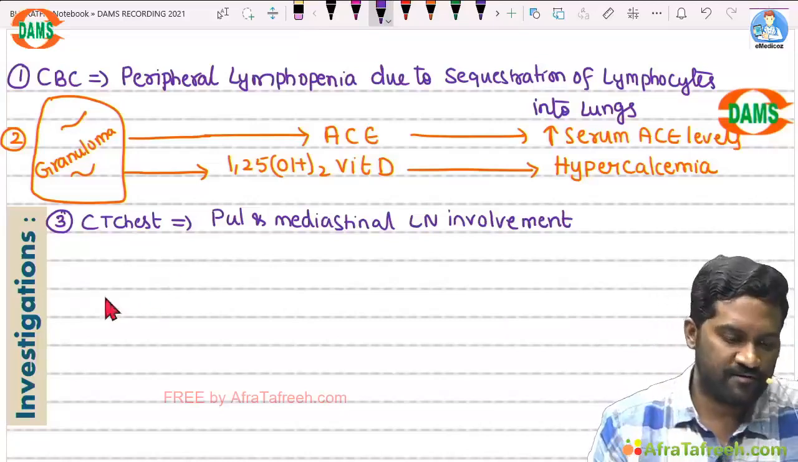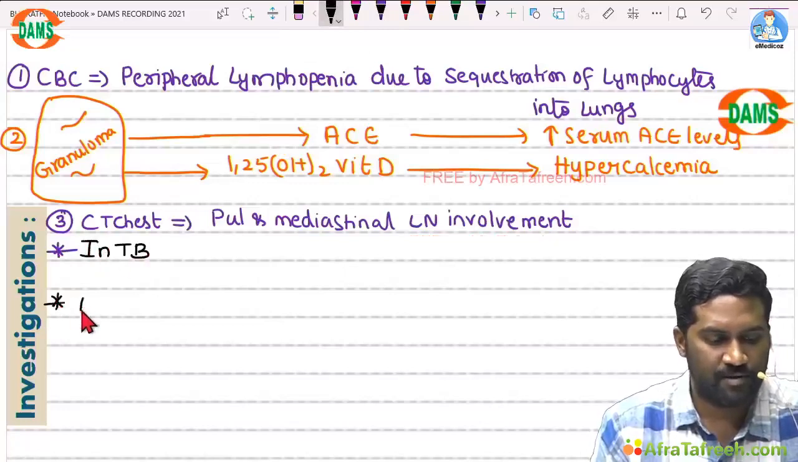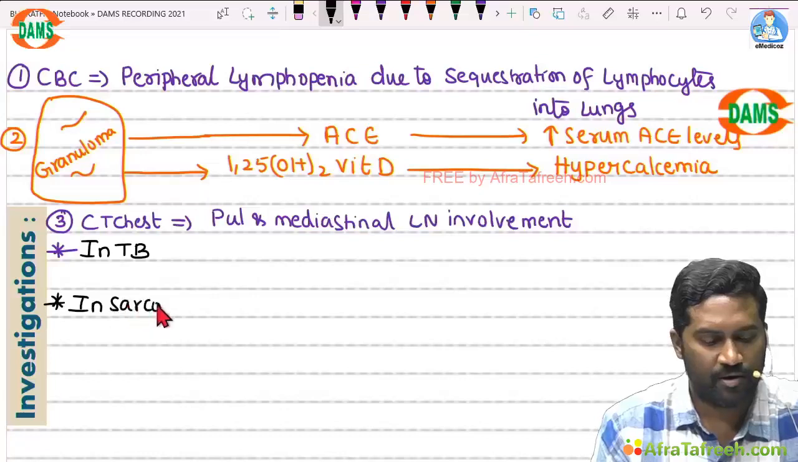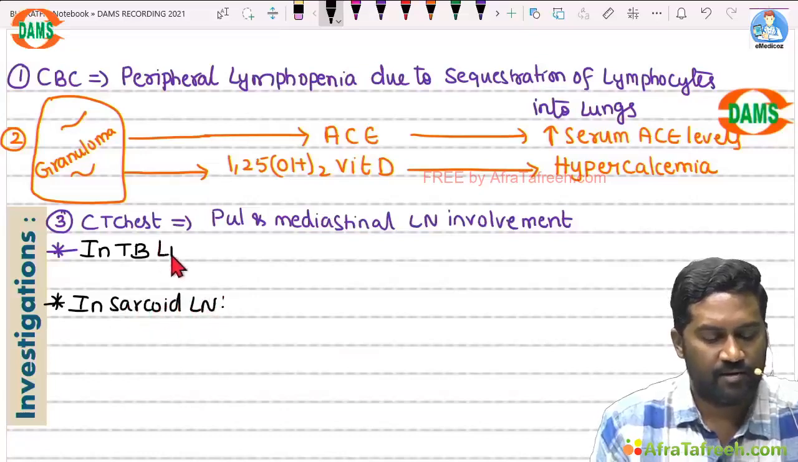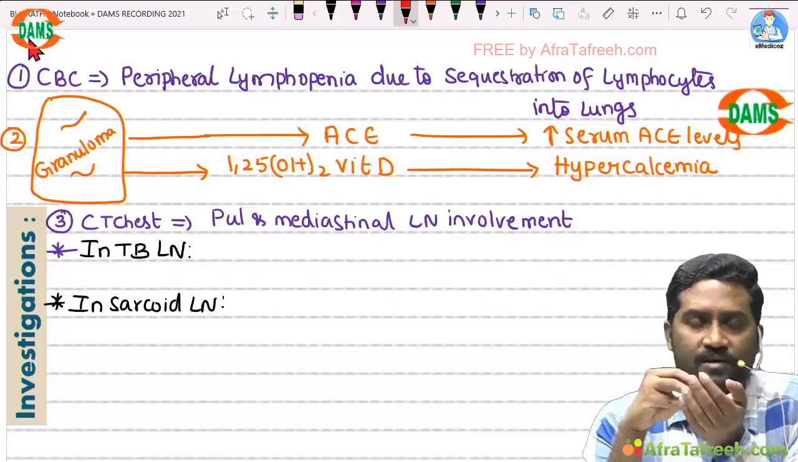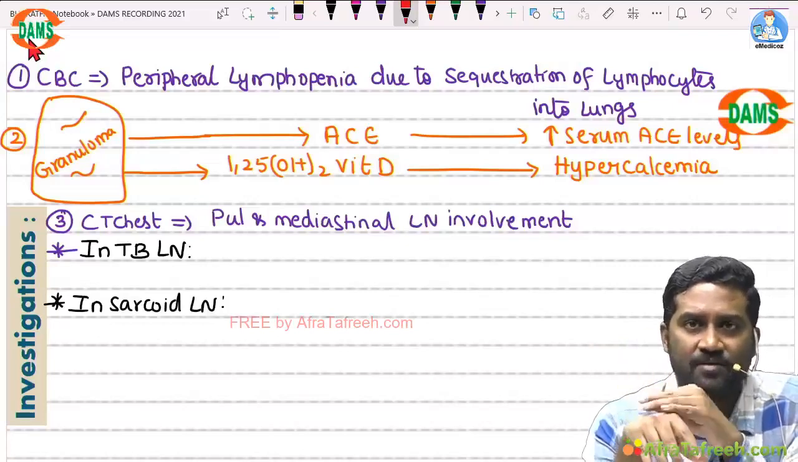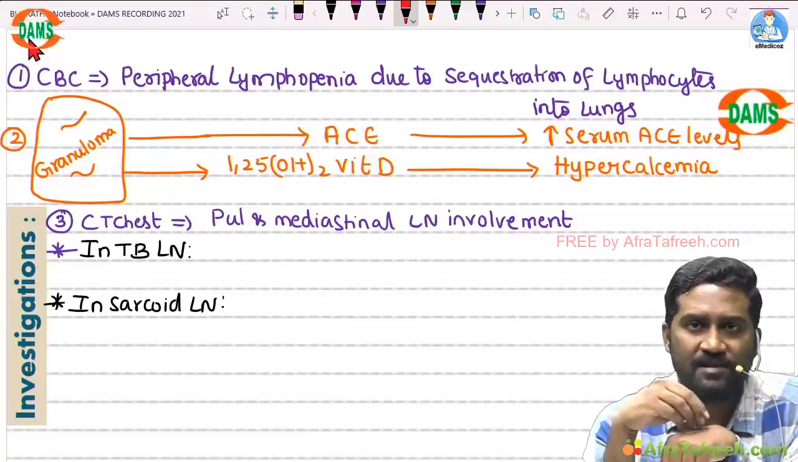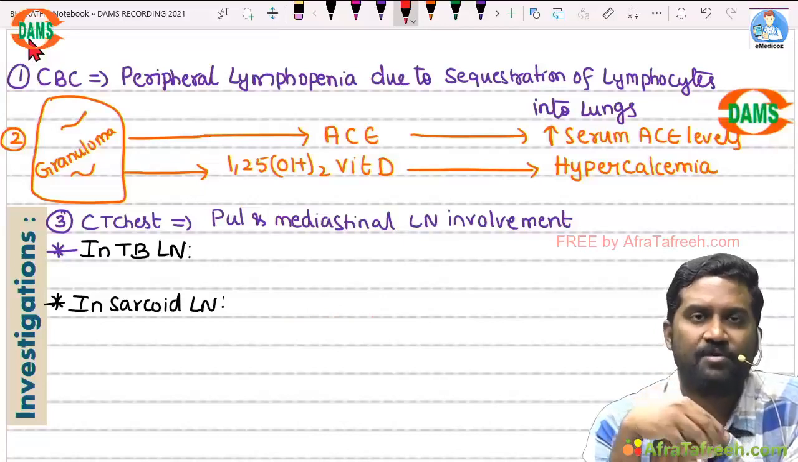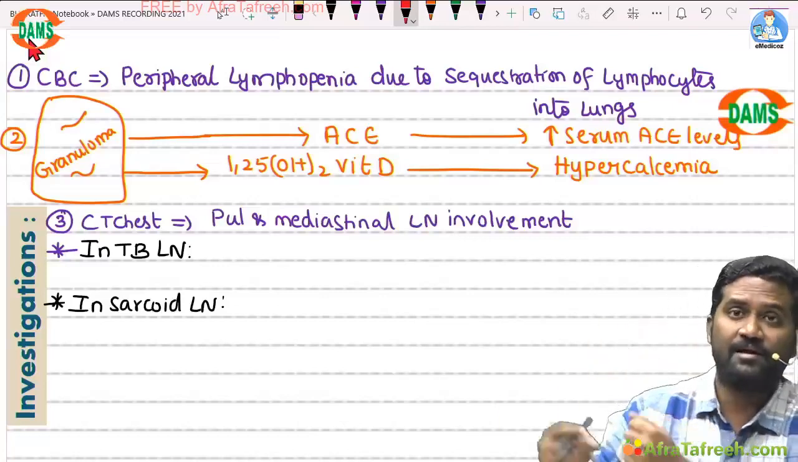Now how do you differentiate a TB lymph node versus a sarcoid lymph node? In TB lymph node, generally there is necrosis of the lymph node. Because of that necrosis, the central part will appear less dense. The peripheral part, even though it is normal, can appear a bit more dense. This phenomenon is called central hypodensity with peripheral rim enhancement.